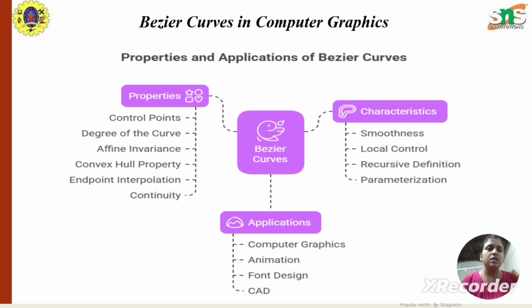Next, the characteristics of Bezier curves. The Bezier curve has the following properties: smoothness, local control, recursive definition, and parametrization. Where will these Bezier curves be used? The applications are computer graphics, animation, font design, and CAD, as already stated. It was used by Bezier in automobile design itself, which is one of the real-time applications of this Bezier curve.